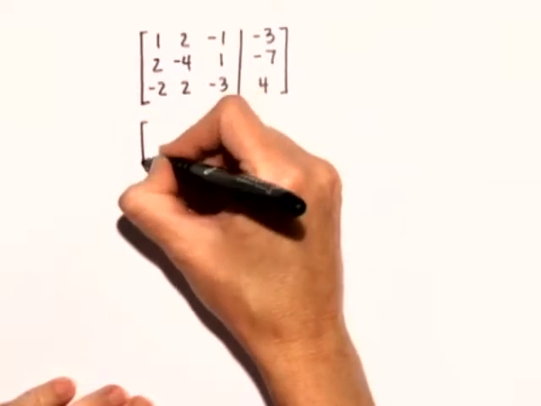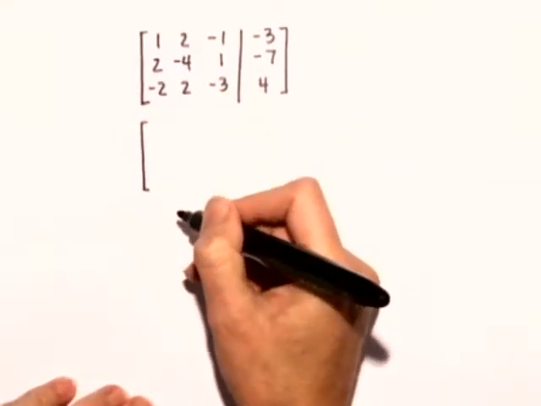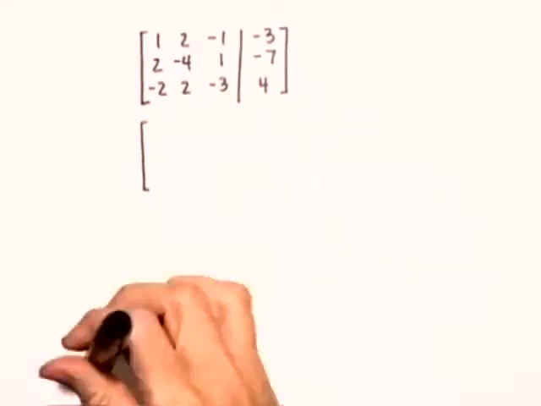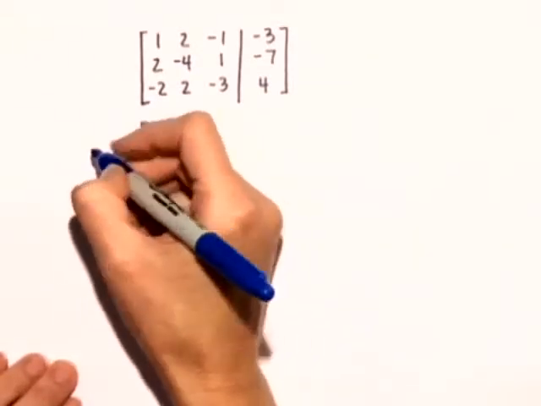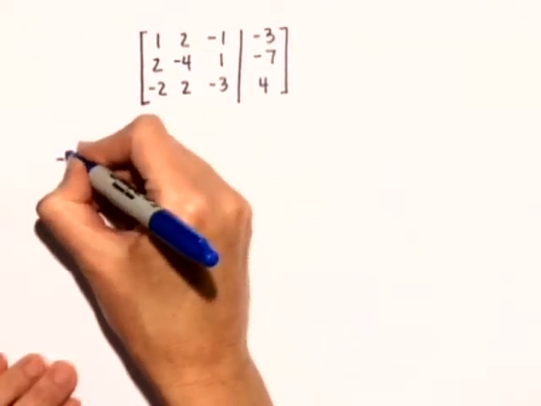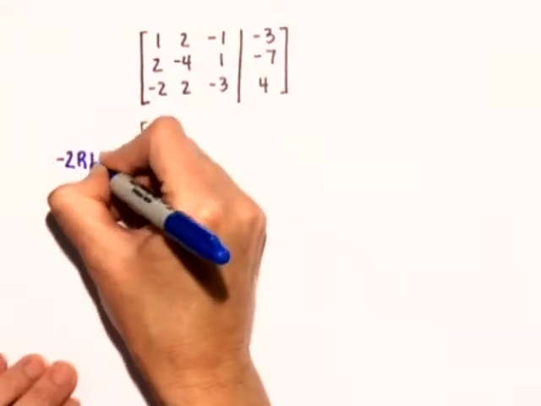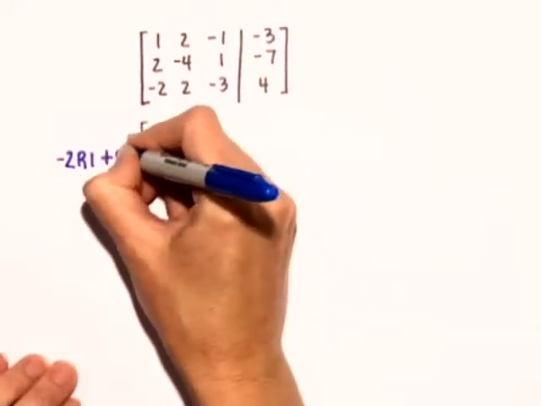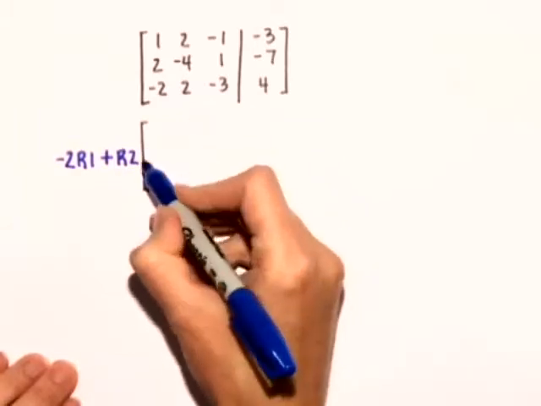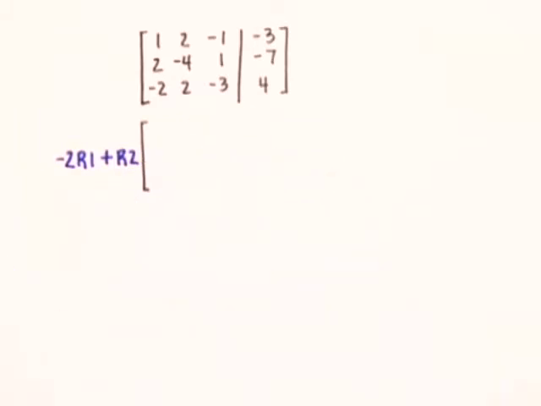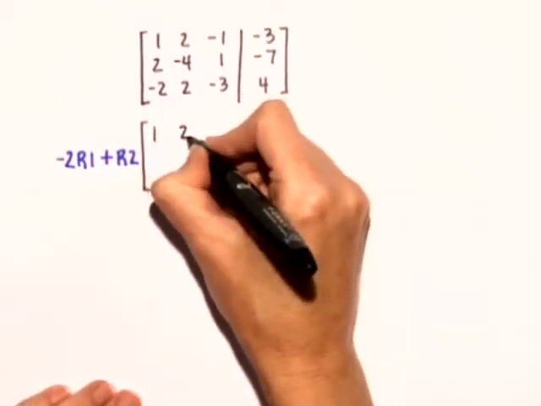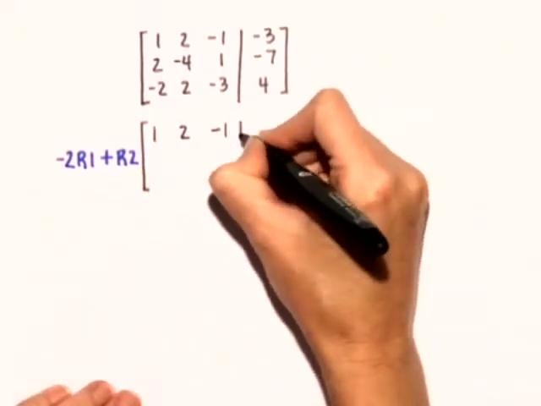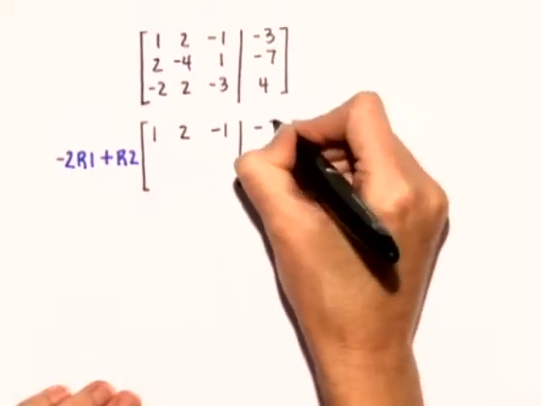I'm going to multiply row 1 by negative 2, and I'm going to add it to row 2. And I'll write that down right here. I'm going to take negative 2 times row 1, and I'll add it to row 2. And I'm putting it right here by row 2 because that's the only row that I'm changing right now. So I'm going to rewrite row 1 as 1, 2, negative 1, negative 3.